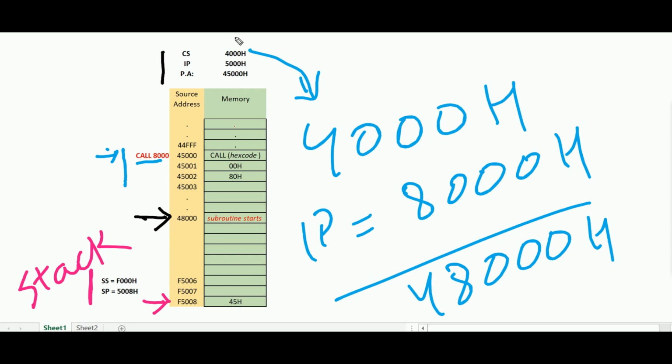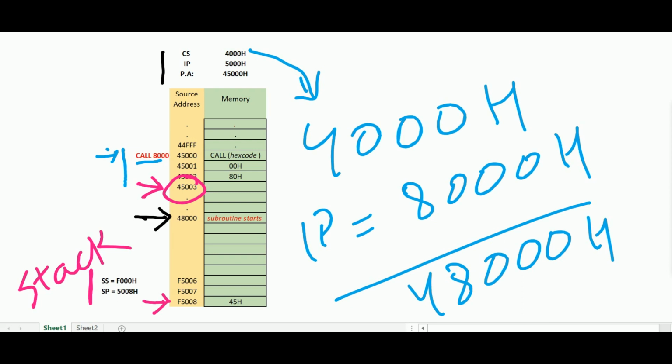Before the microprocessor jumps to 48000H to start the subroutine, it needs to update the instruction pointer and store the location to which it needs to go back once the subroutine has been executed. That value needs to get stored to the stack. So if you see here, this is the value 45003. This value 45003 needs to be stored onto the stack. But again, the code segment value is not getting changed. The code segment value will remain as it is, 4000. So the value which needs to be sent to the stack is only the value of your instruction pointer.